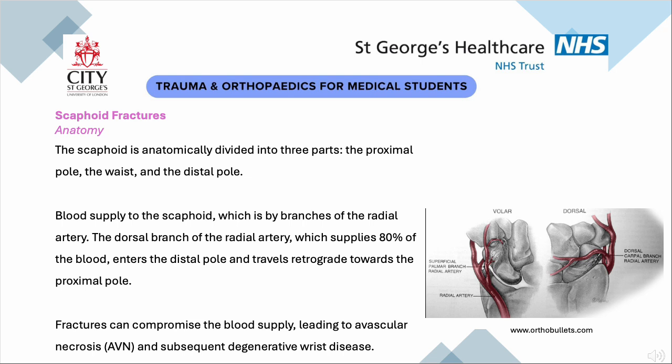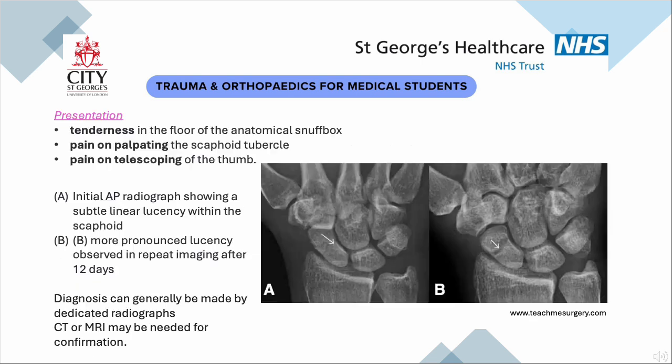When you injure these, it's possible to then damage the blood supply and you get avascular necrosis of the scaphoid. Once that happens, the bone collapses and then you get arthritis of the rest of the wrist. Therefore, we are very aware that this is a risk and we're looking out for it. The presentation classically is tenderness in the floor of the anatomical snuff box. If you lift the thumb up in the air, you see the two tendons. The point at the base of that is the anatomical snuff box. There's pain if you palpate the scaphoid tubercle on the dorsum of the wrist, and pain if you telescope the thumb, so you compress it.